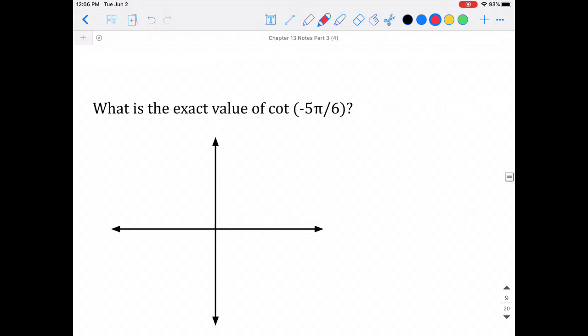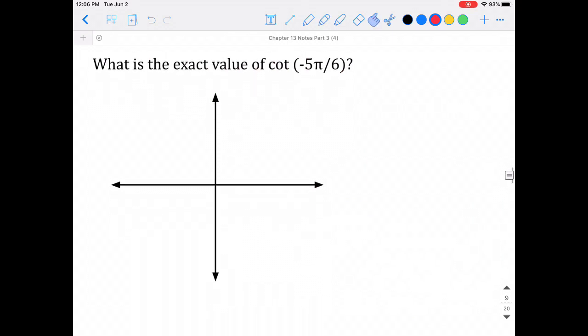Let's look at another example. So we have, what is the exact value of cotangent of -5 pi over 6. So again, the first step is figuring out what quadrant we're in on our unit circle. So we have our angle of -5 pi over 6. To make this a little bit easier, we can figure out a coterminal angle by adding 2 pi. I'm going to add 12 pi over 6 just so that I have a common denominator, and we're left with 7 pi over 6 as a positive coterminal angle.